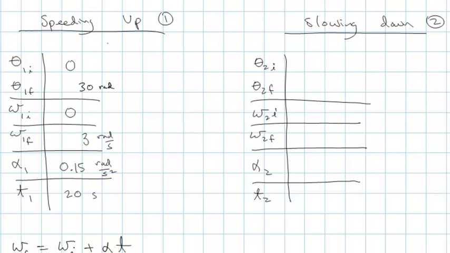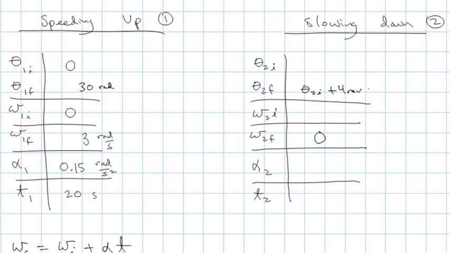Now I want to look at that time interval where the drum is slowing down. What do I know there? I'm missing a lot of information. I know it ends at rest. I know omega 2 final is 0. It ends at rest. And I know it went through 4 revolutions. So my theta final is my initial plus 4 revolutions. And that's all I know.